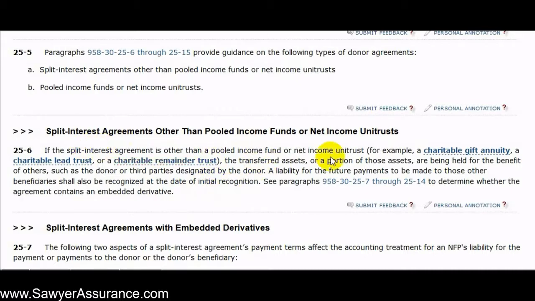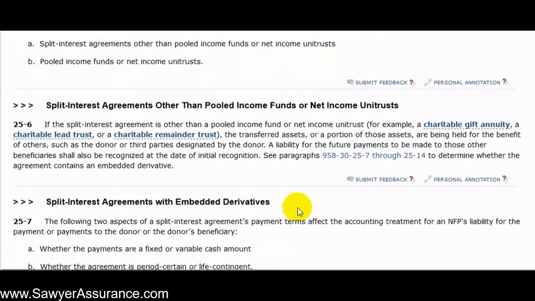Some of these agreements might contain embedded derivatives, which are explained in subsections 25.7 through 14, and we'll get to that in a subsequent video. But for now, we want to understand at a high level how, where, and when to recognize the split interest agreements when the assets are held by the not-for-profit entity. We just discussed those other than pooled income funds or net income unit trusts, but now let's go down and discuss pooled income funds or net income unit trusts.